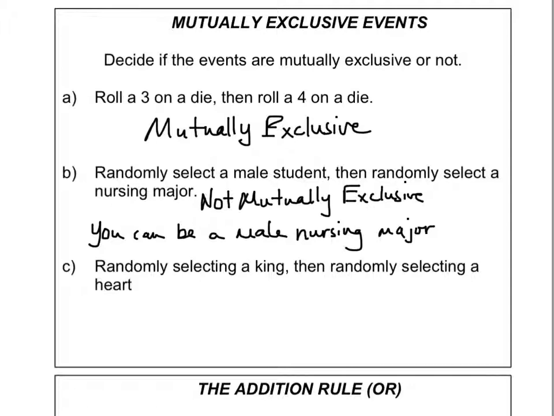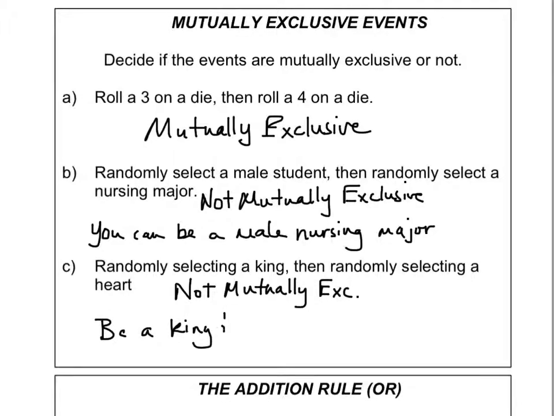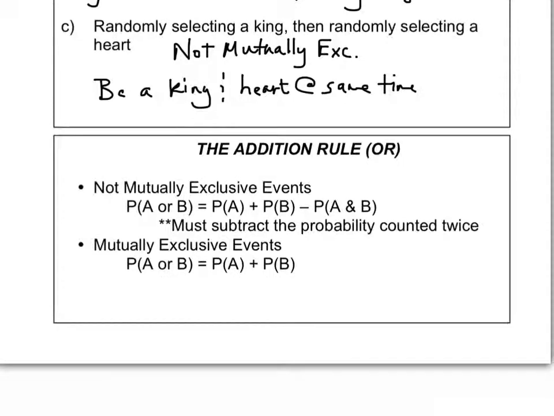Letter C, randomly selecting a king, then randomly selecting a heart. Again the question: can you be a king and a heart at the same time? Yes, you can. So this is not mutually exclusive, because you can be a king and a heart at the same time, the king of hearts. This is what you're going to have to do to start here. You're going to have to be able to determine: is it mutually exclusive or not mutually exclusive? So now, how do we find these probabilities?